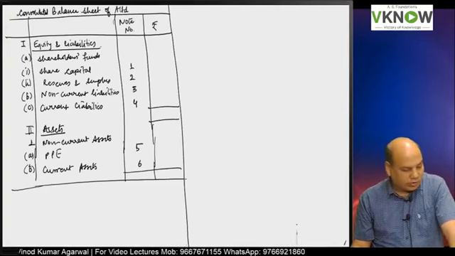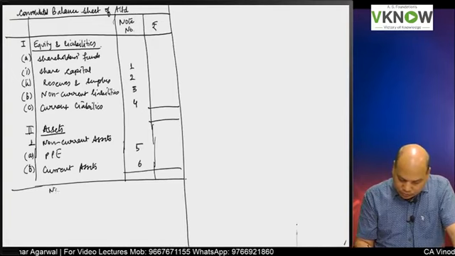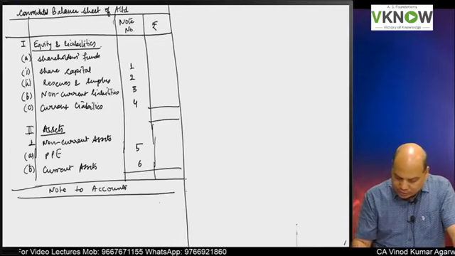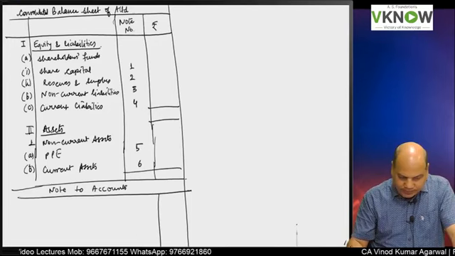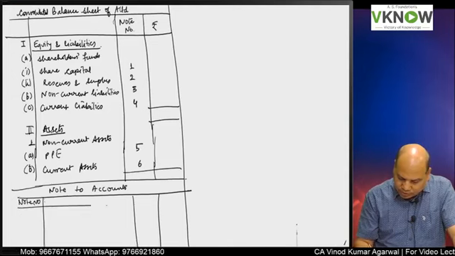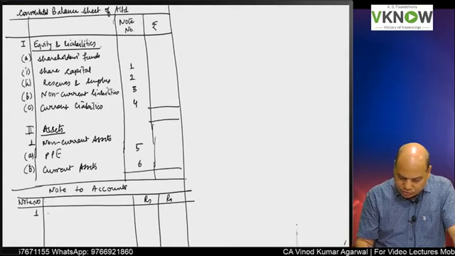Complete the balance sheet part first, and now we'll come to below the balance sheet, notes to accounts, where we'll write the details. Note number, particulars, rupees and rupees. First note is share capital.